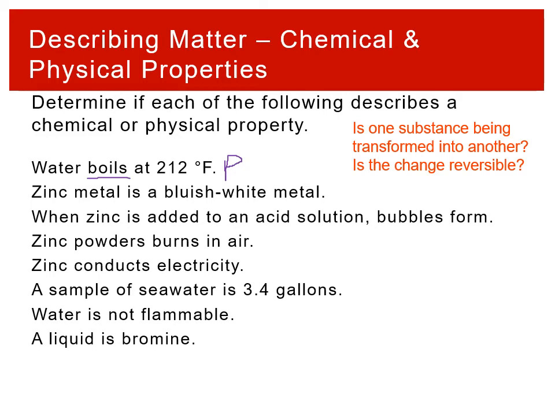Zinc metal is a bluish white metal. Bluish white is the property, it's a color. Metal is a type of material that you're dealing with. But it's just a description of zinc. There's nothing about zinc changing, so that's going to also be physical. Zinc doesn't change. It starts as zinc. You're just describing what zinc looks like. There's no change happening at all. That has to be a physical change.